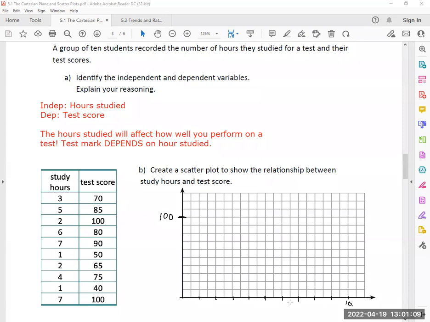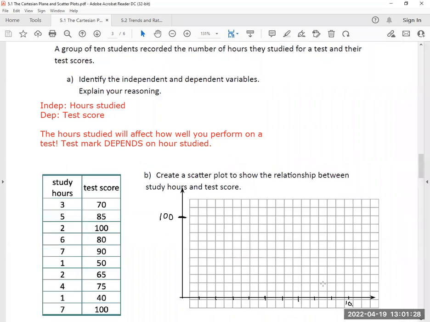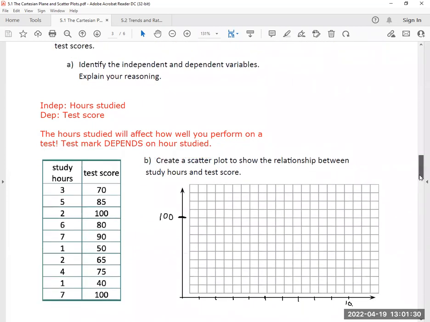If you are done, I'll let you self-direct yourself for a little bit. If you have completed your scatter plot to show the relationship, go to the next page and see if you can verbally communicate a little bit about what this graph shows. I'll pause the video.